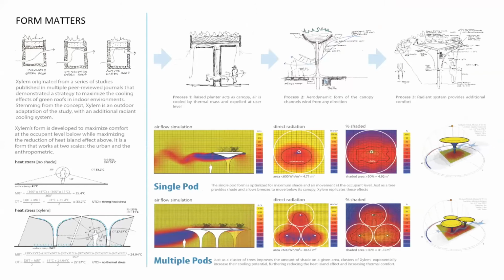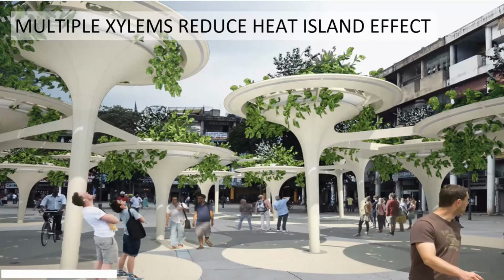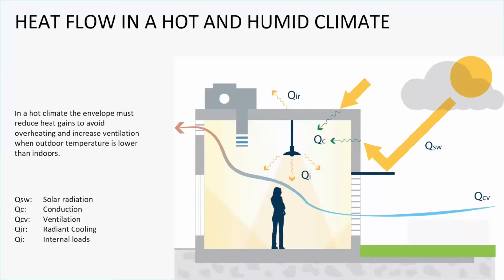And we've explored different combinations of these xylems and how to put them together. And one of the things that's interesting also is when you combine several of them together, you can also reduce the heat island effect, and you're also maximizing comfort at the ground level. So again, just understanding these principles, we can move forward, understanding how building physics affect thermal comfort.